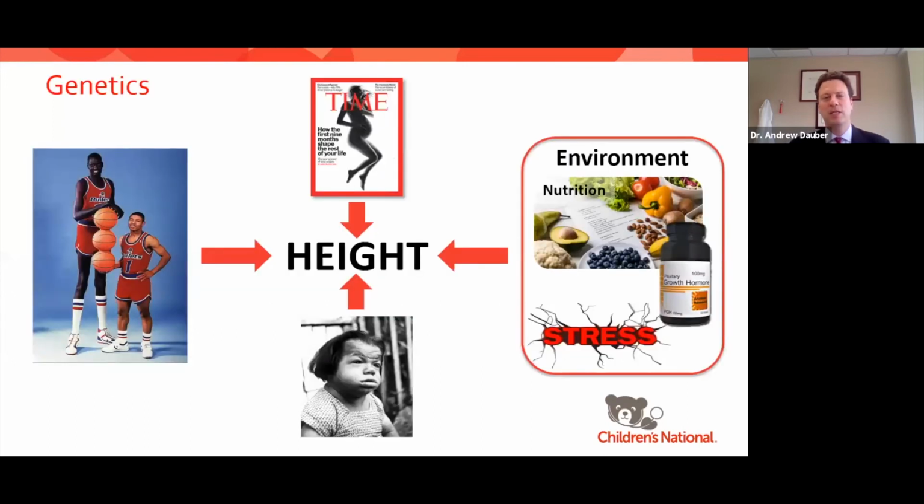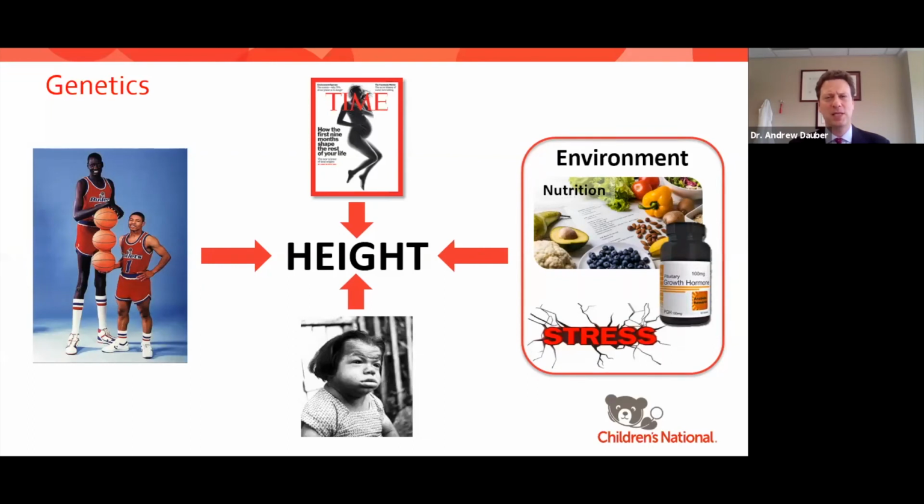So when I think about an individual person's height, I realize that there are a number of factors that underlie how tall someone's going to be. Pictured on the right of the screen here are factors that affect the individual's environment. So obviously their nutritional status. If a child is significantly undernourished, they won't grow well. We have there a bottle of growth hormone or any other medication. We know there are many medications that can have effects on growth. For example, corticosteroids, glucocorticoids, they classically will inhibit an individual's growth.